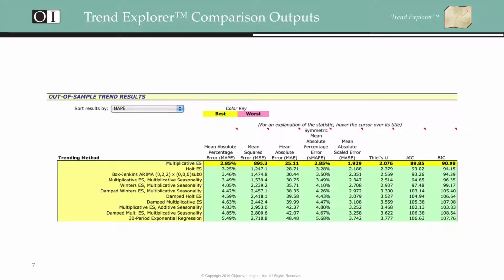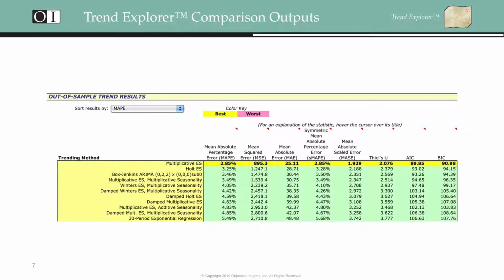This next table is showing the second type of functionality that the Trend Explorer has, which is comparing outputs from all the trending types. What we do here is hold out data. We have actual historical data that we hold out and don't show to the trending methods. Then they trend, and we compare their trend versus what we held out to see how close it is.